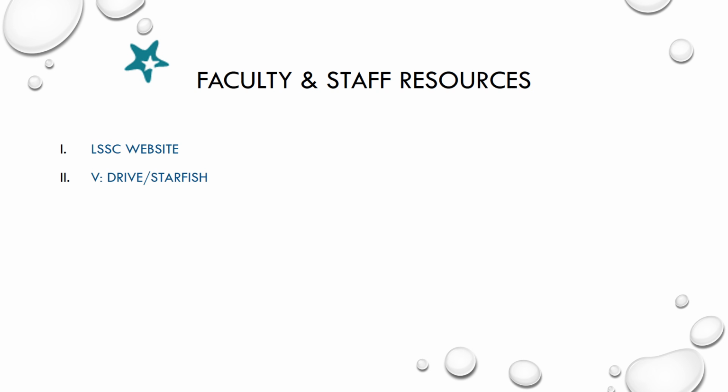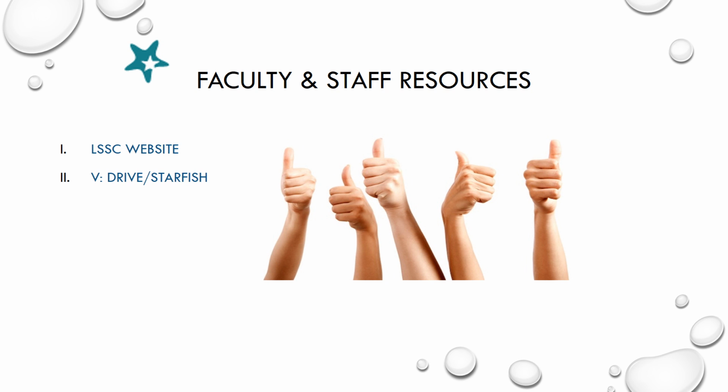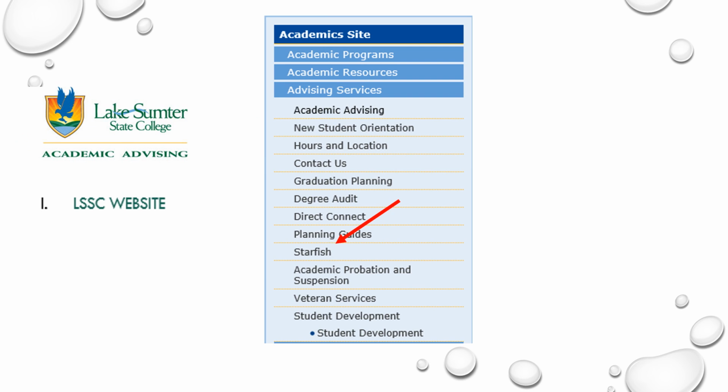There are two places faculty can go to get information and assistance in utilizing Starfish. One is the Lake-Sumter State College website, and the other is a folder on the V drive called Starfish. To access the Starfish webpage, go to the college's homepage, click on Academics, Academic Resources, Advising Services, and there you will see under Planning Guides the Starfish landing page.